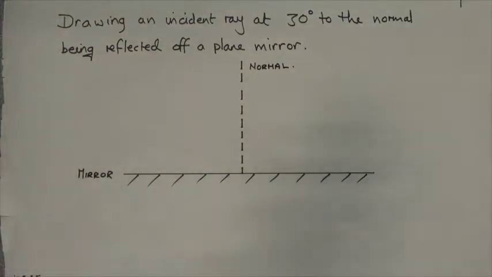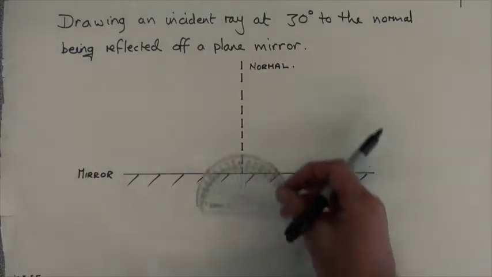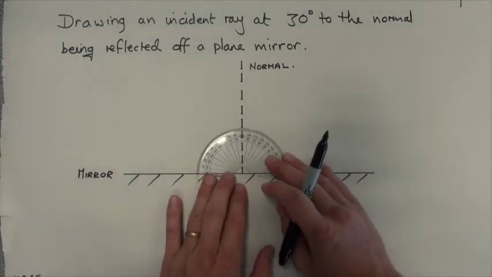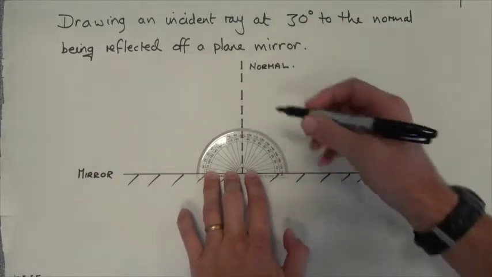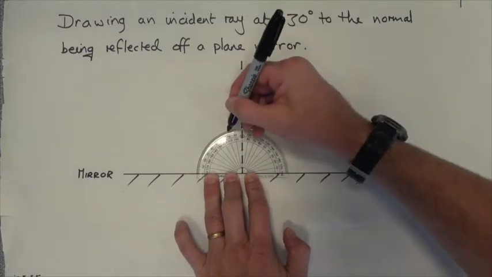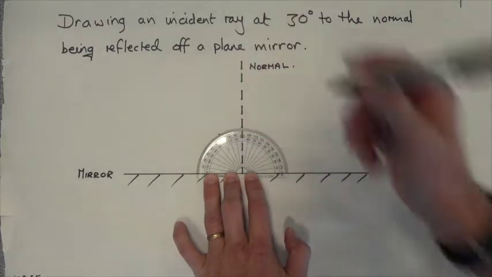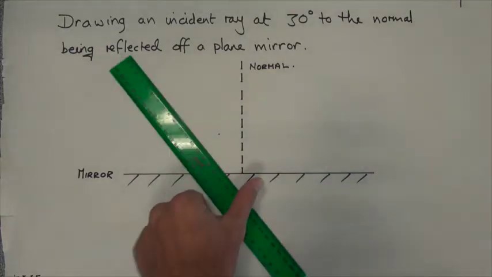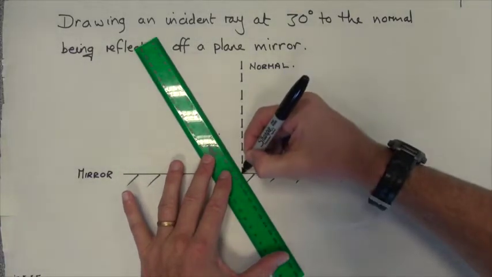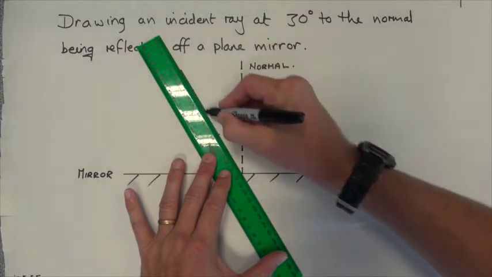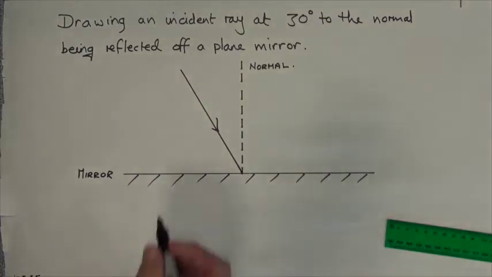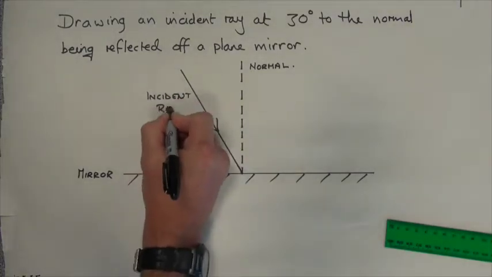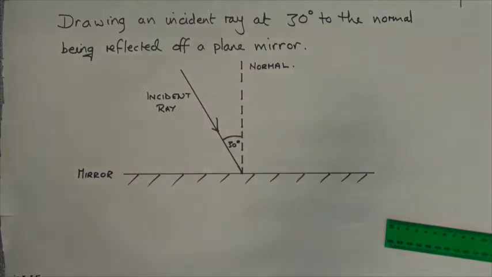Alright, so I know that basically I've got an incident ray coming in at 30 degrees to this normal line. So I use my protractor and I measure 30 degrees from the normal. Remember, it's important that we go to the normal or from the normal. So 10, 20, 30, put a dot, and then I'm going to join this dot up to the center point where the normal meets the boundary surface. I put an arrow to show the direction the light's coming in, and I'm going to label it. So it's an incident ray, and it's going to be 30 degrees to the normal.